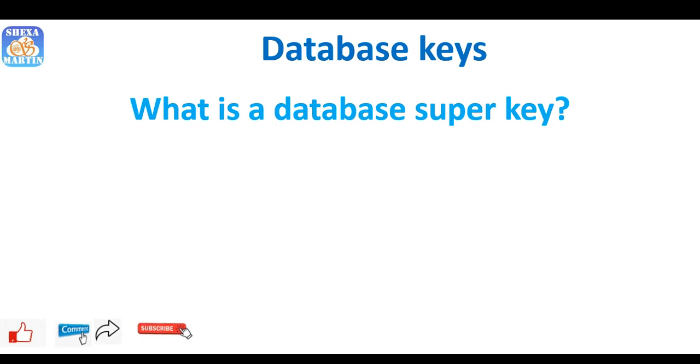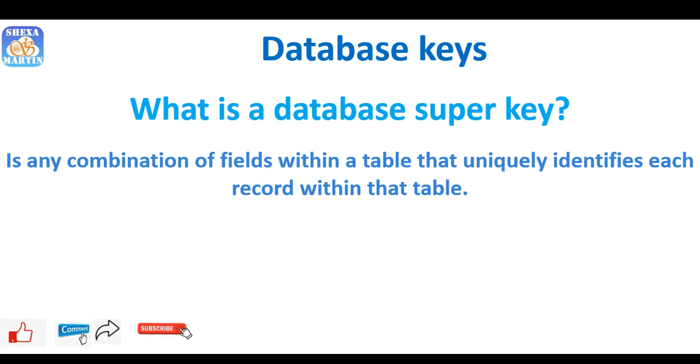But this is not what we are calling a candidate key or a primary key. You will see when we start to talk about primary keys and candidate keys. Let me give you the definition. We can call a super key any combination of fields within a table that uniquely identifies each record within that table. So we can form a primary or candidate key from a super key when we remove all the attributes that are not necessary for its uniqueness.